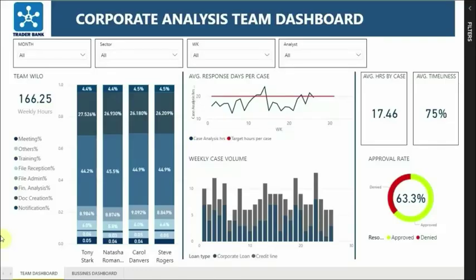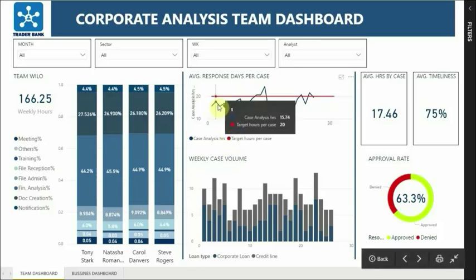Now to Power BI, and we are looking at the live dashboard. This dashboard is split into three portions. The first one talks about the team workload. So we have all of the analysts here and how their time is allocated based on the activities that they perform. The second portion here talks about how we are doing in terms of response time versus the 20-hour goal that we have to analyze each one of the cases.